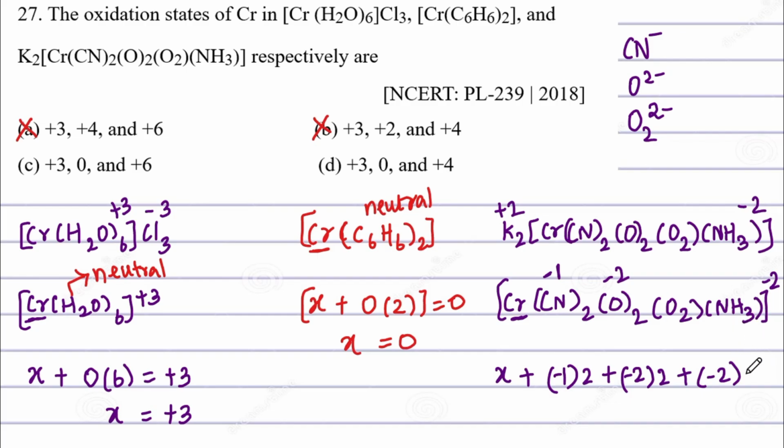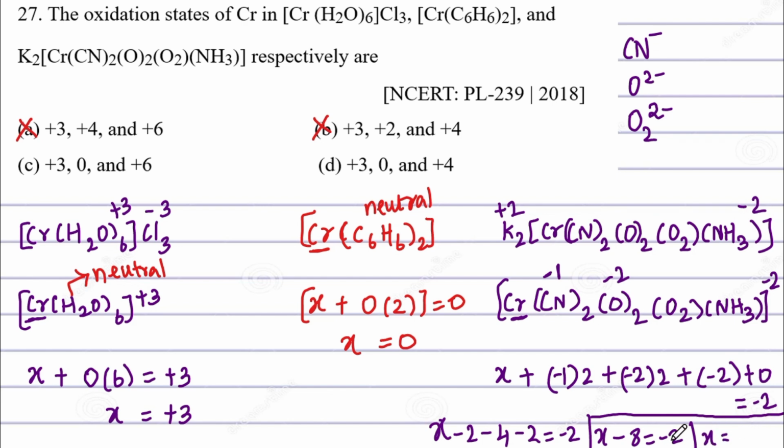Then NH3. NH3 is a neutral ligand. So 0 and everything is equal to the charge -2. So X -2 -4 -2 equal to -2. So X -8 equal to -2 and the value of X is equal to -2 plus 8 will become +6. So the value of X is +6. So the correct option is +3, 0, +6. So the correct option is option C.